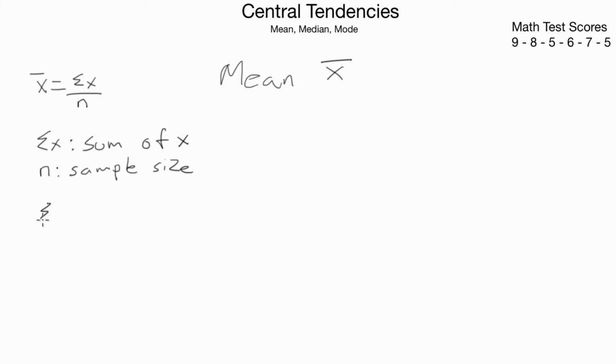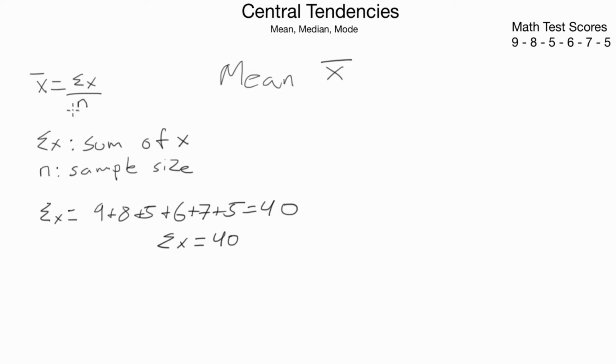So the first part, the sum of x, can be found by adding up the x's, so the values. This is x1, this is x2, x3, x4, x5, and x6. So we just need to add these together. 9 plus 8 plus 5 plus 6 plus 7 plus 5. This gives us 40. So the sum of x equals 40.